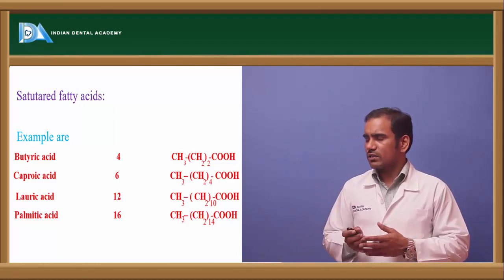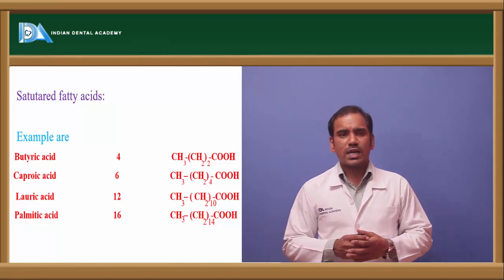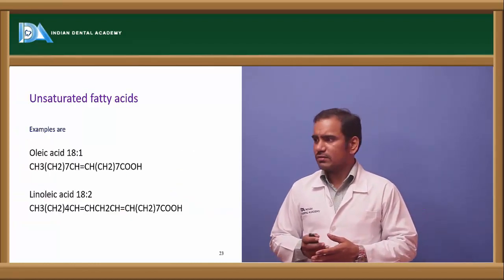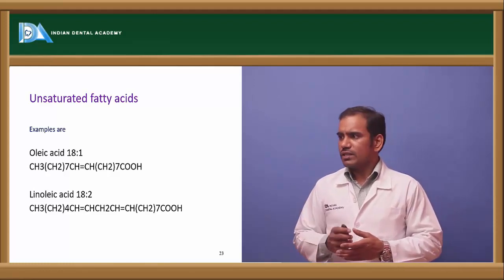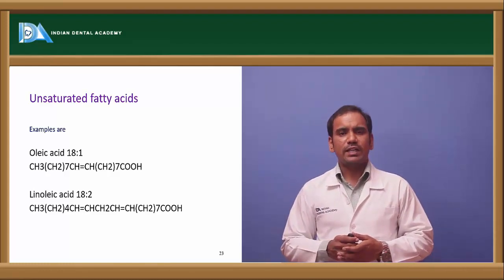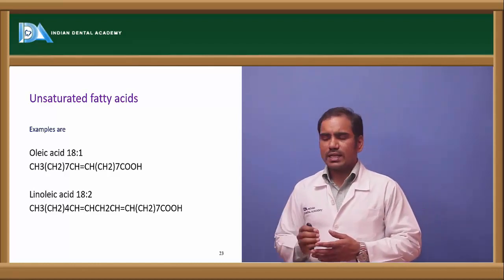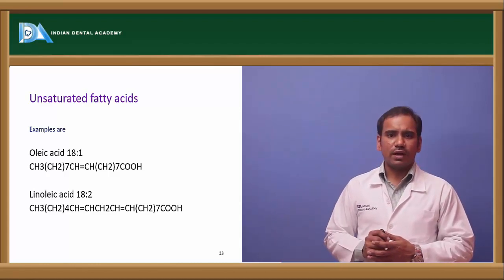When you see their structure, there is no double bond in them, so that's why we call them saturated fatty acids. And coming to unsaturated fatty acids, we have examples like oleic acid and linoleic acid. When you see the structure of oleic acid, it has 18 carbons, and 18:1 indicates that this oleic acid has one double bond. So that's why it is an unsaturated fatty acid.